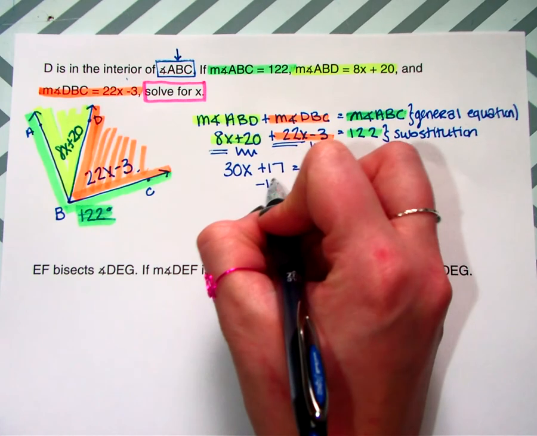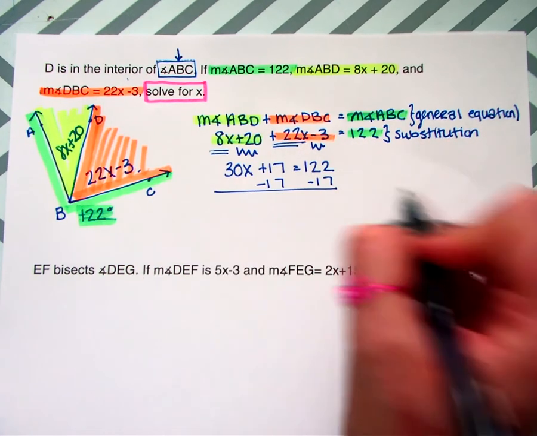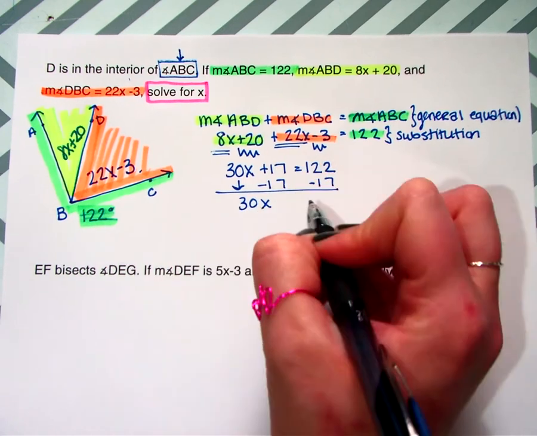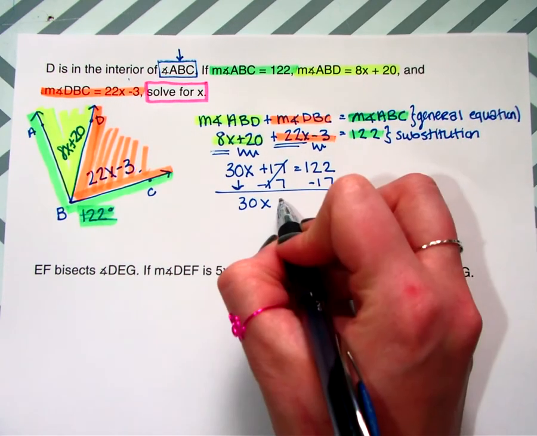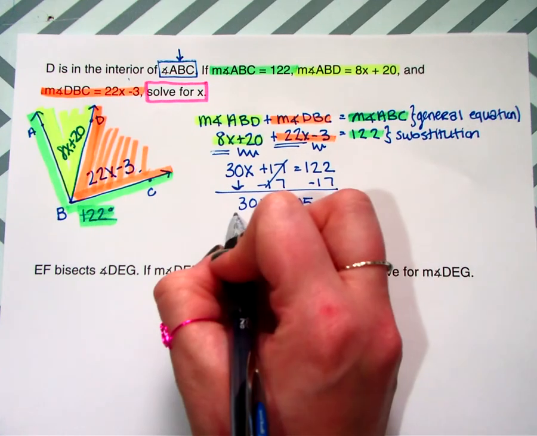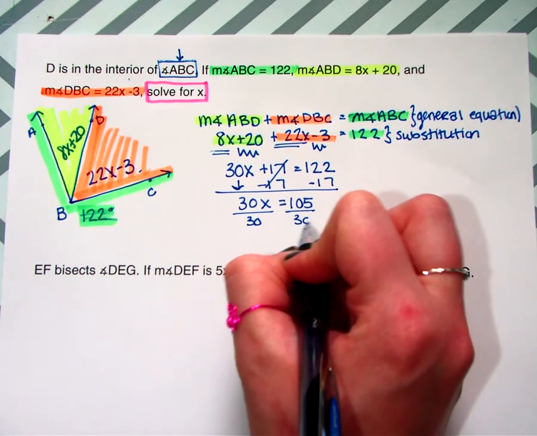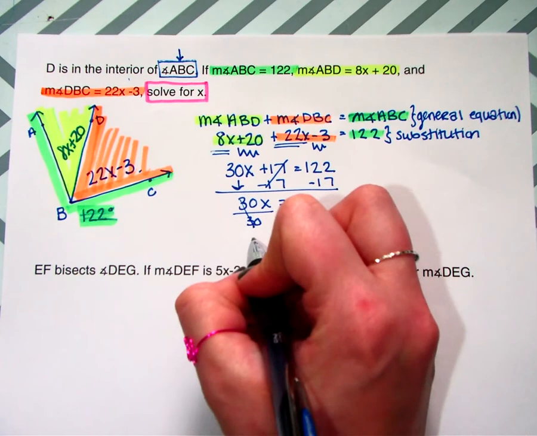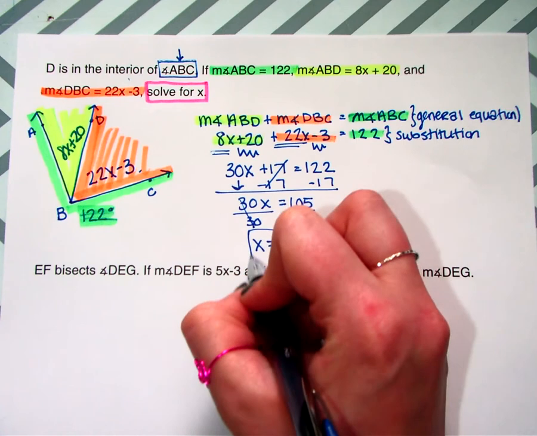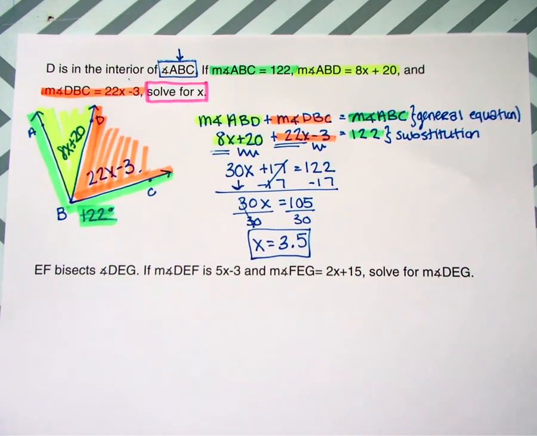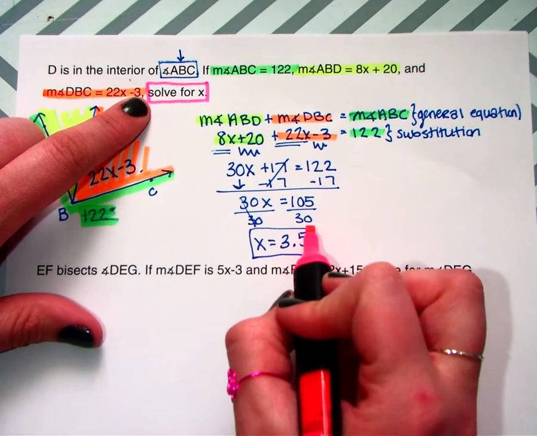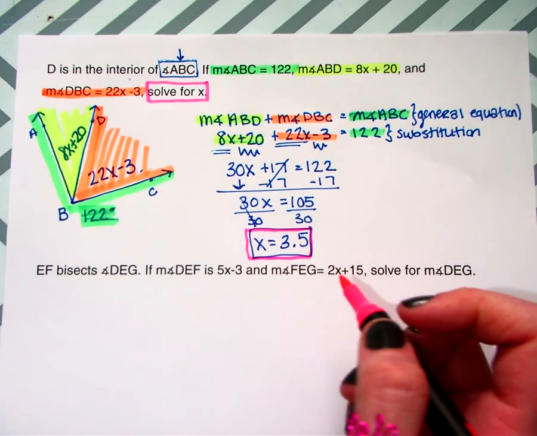From here, I'm going to move the 17 with subtraction because it's already positive, bringing down the 30x because nothing happened with it, crossing those out. 122 minus 17 gives us an answer of 105. From here, the 30 is being multiplied to x, so we're going to undo multiplication through division. 105 divided by 30 gives us a decimal answer of 3.5. Now in this problem, we don't have to substitute back in and simplify because it already said just solve for x. We did that down here, no substitution needed.